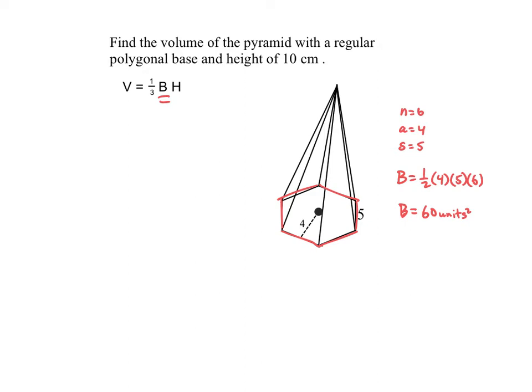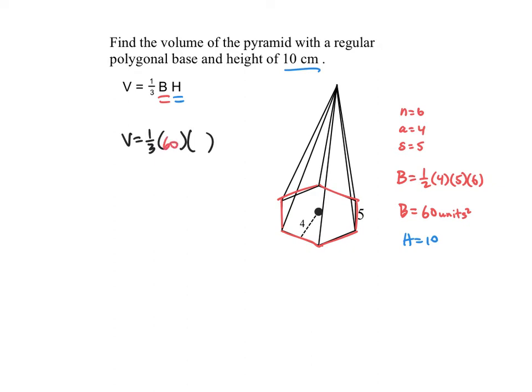So our height, in this case, is given, and our height is 10. Okay, located up here in the introduction to the problem. So we're going to take 1/3 times the area of the base times the height. Area of the base was 60.